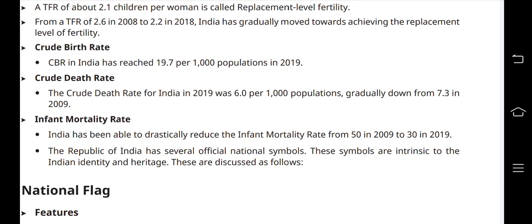The Republic of India has several official national symbols. These symbols are intrinsic to the Indian identity and heritage. These are discussed as follows.